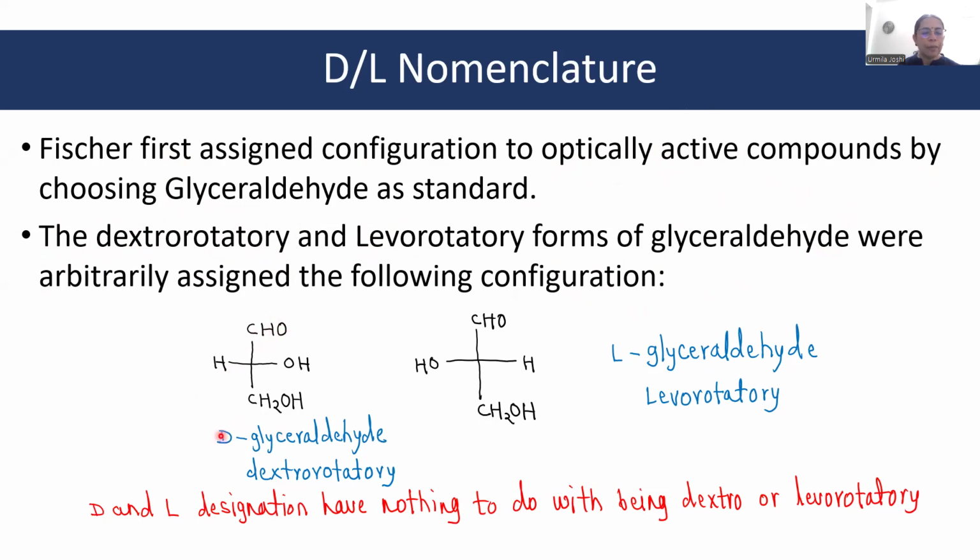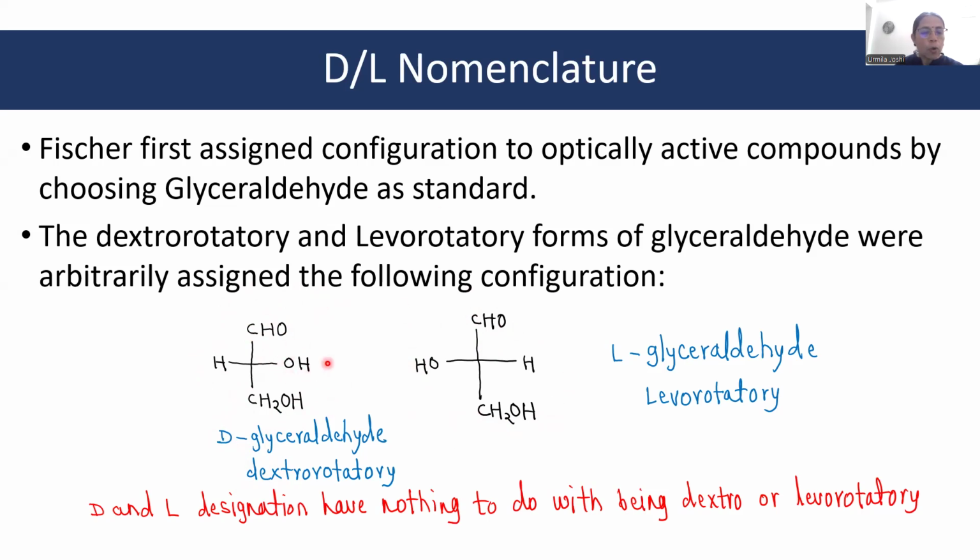See, this configuration was assigned to D-glyceraldehyde, that was dextrorotatory. Actually, in every compound, this D and this d have no relationship, but he said that this is the configuration of D-glyceraldehyde and this is the configuration of L-glyceraldehyde. So now how to apply this to each and every sugar? Just try to understand this.